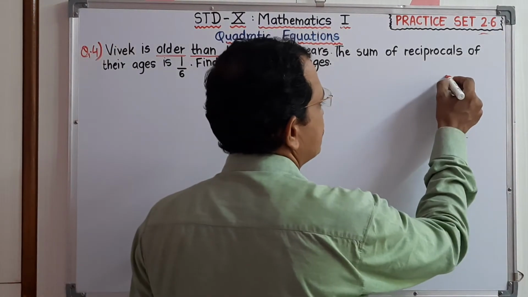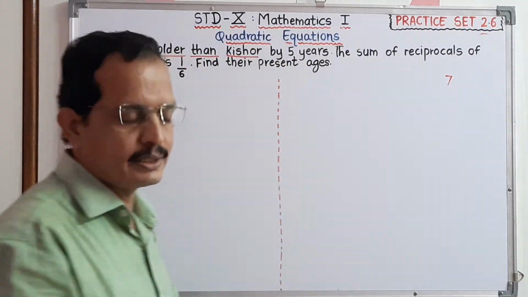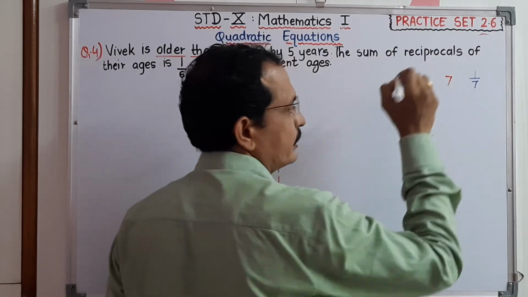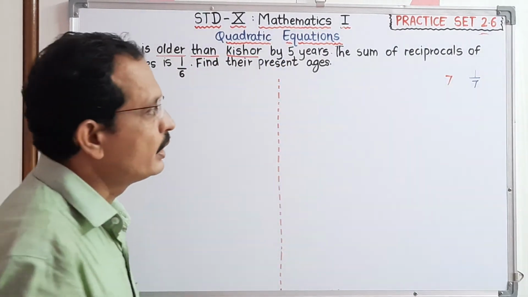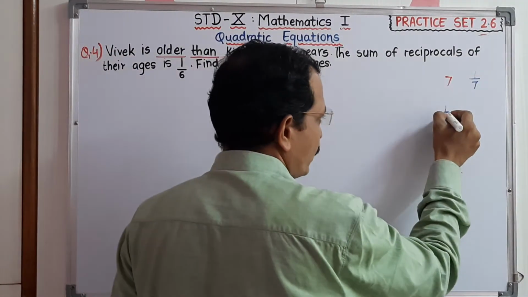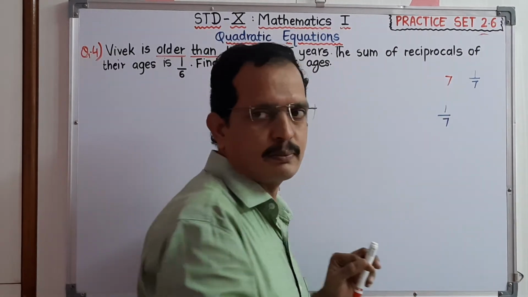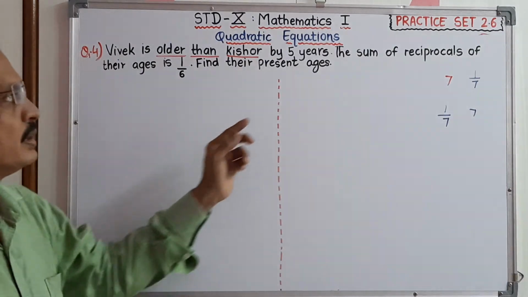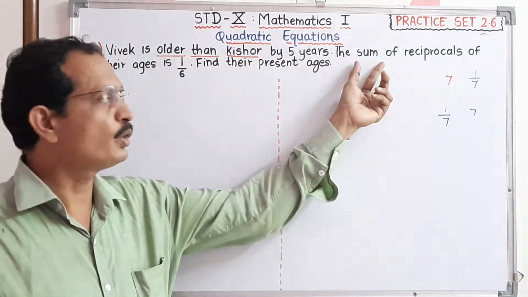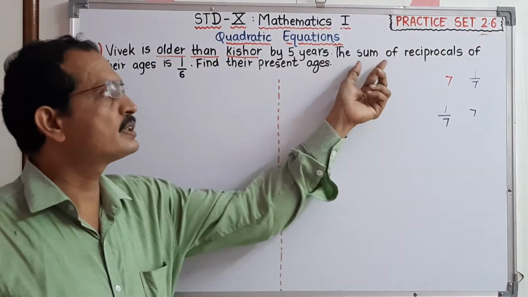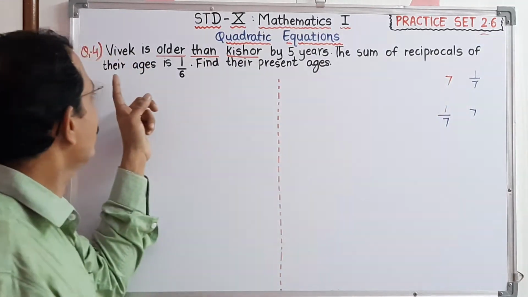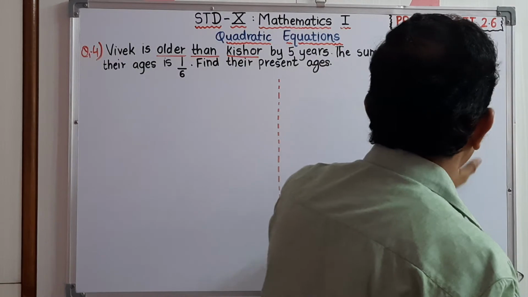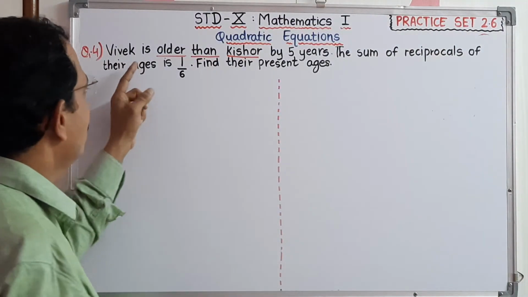Dear student, reciprocals. Suppose I write here 7. What is the reciprocal of this? It is 1 upon 7. All of you know that. Now, if it is 1 upon 7, then its reciprocal is 7. Now, we have to make the sum not of the present ages, but the sum of the reciprocals of their ages. Therefore, let's see. We have to first find out the variable.